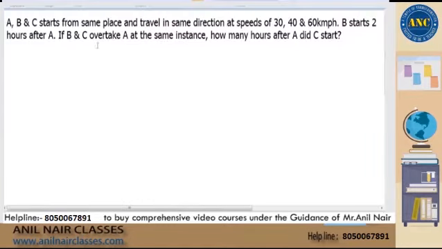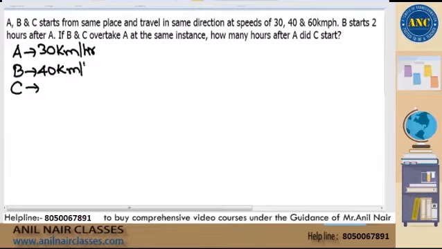Now, listen to this carefully. Second question. A, B and C. First let us read the question. A, B and C start from the same place and travel in the same direction at speeds of 30, 40 and 60 kilometers per hour. First let us write the question. There are three people A, B and C. They start from the same place and travel at speeds of 30 kilometers per hour, 40 kilometers per hour and 60 kilometers per hour. This is the first statement.